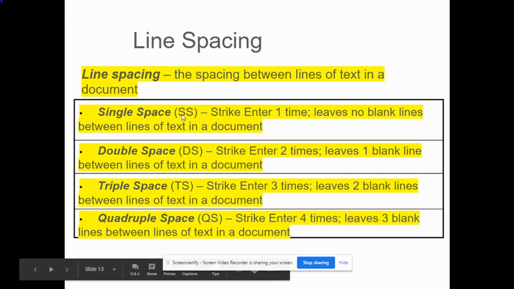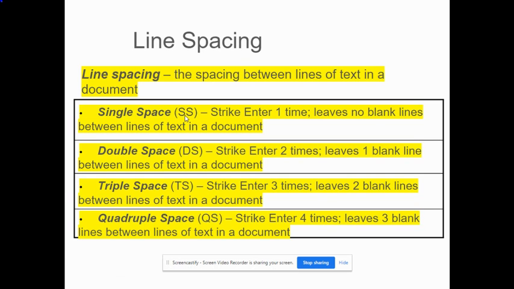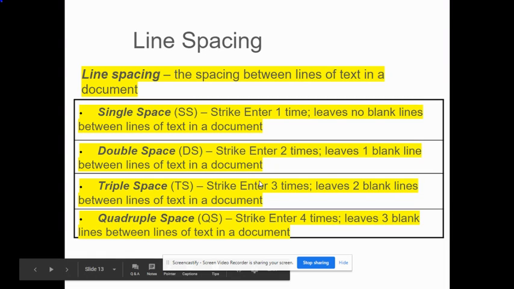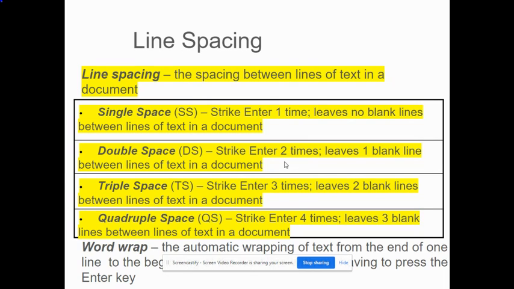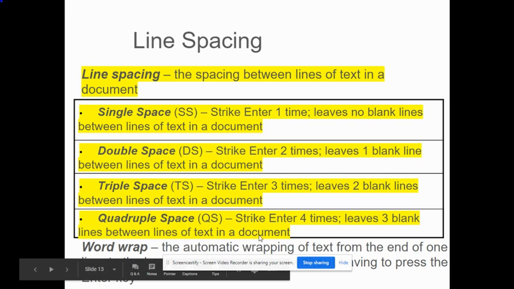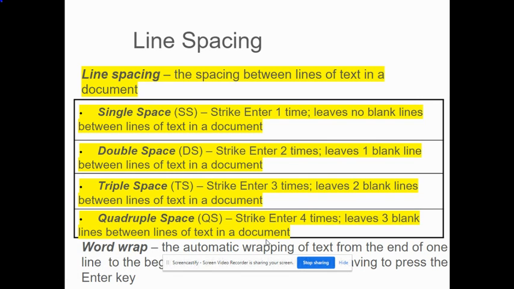These are all abbreviated with shorthand here. So single space is SS, double space DS, triple space TS, and quadruple space QS. So if you ever hear me say DS or QS, that's probably what I'm talking about. And then word wrap. Word wrap is when the text just automatically goes to the next line of the document, which is the default setting in Word and Google Docs.